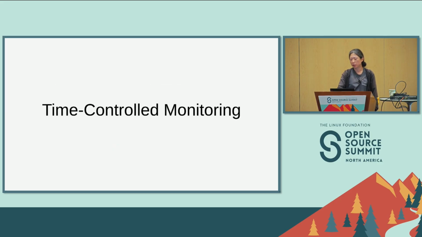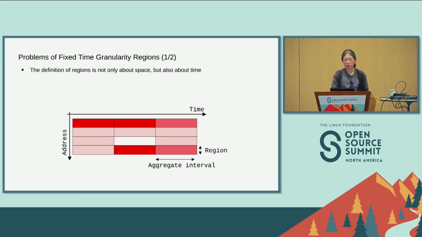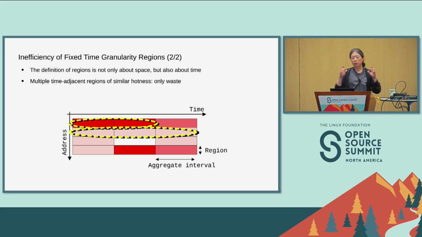And we were finding that there could be some more room to improve, that is time granularity problems. That is, we have defined the region as a sub-area of time and space of the memory. That means region is not only about the space, but also the time. And from that perspective, from this heat map, we can see some inefficiency in not only space, but also time axis. There are multiple time adjacent regions of similar hardness, as like those for space axis. These are also just waste.